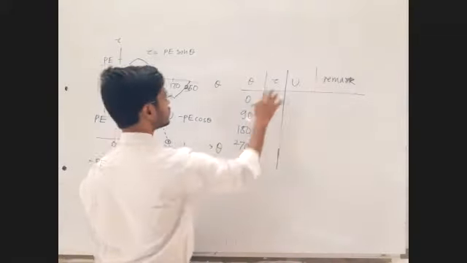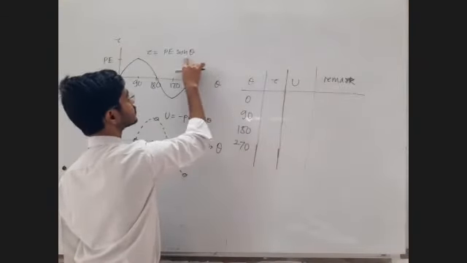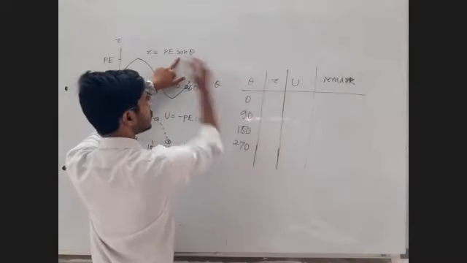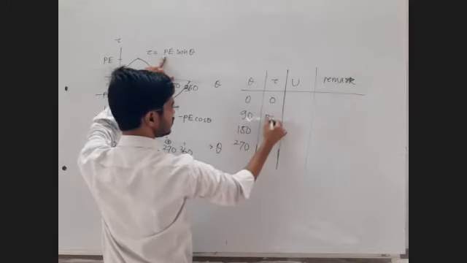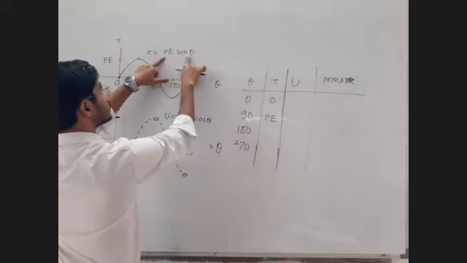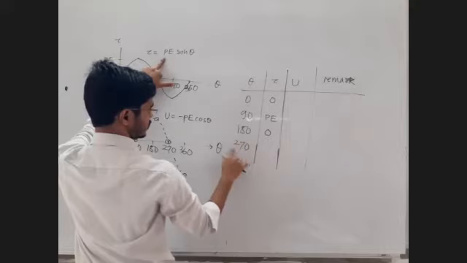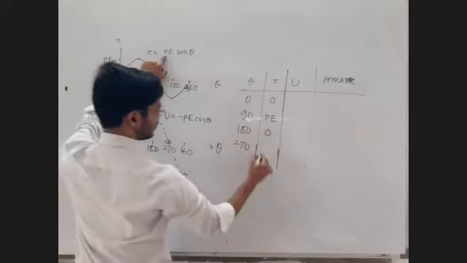If you know the torque, you can find out potential energy without any mistake. So sin 0 is 0, and 0 into anything is 0. Sin 90 is plus 1, into P gives plus P. Then theta equal to 180: sin 180 is 0, so 0. Theta equal to 270: sin 270 is minus 1, into P gives minus P.